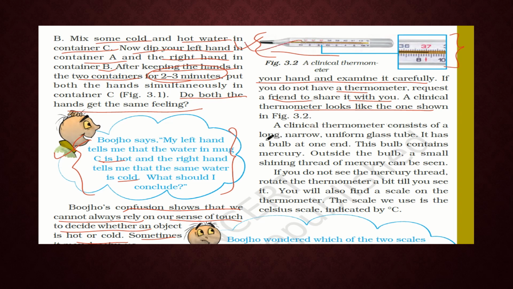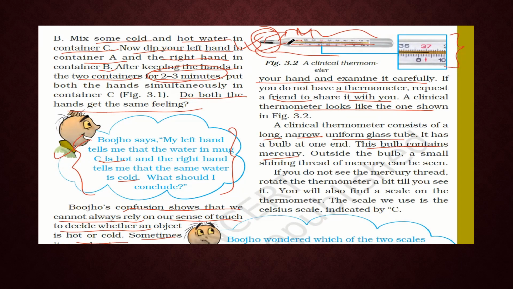It consists of a long, narrow, uniform glass tube, and at the end of it there is a bulb. The bulb contains mercury. Why does it contain mercury? Because mercury is the only metal which stays liquid up to a high temperature. So it stays in a liquid state, and it also doesn't stick to the thermometer. These are its advantages. It doesn't stick to the glass, and it takes the temperature of our body and expands.